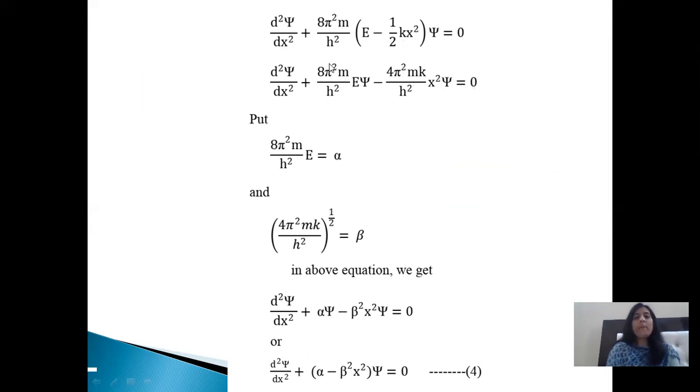Now put 8π²m/x²e equal to alpha and 4π²mk/x² under root equal to beta. In the above equation we get this equation. So take psi common from both of these, so it comes to this. Here x² is the coefficient of psi, so it is difficult to solve this equation.